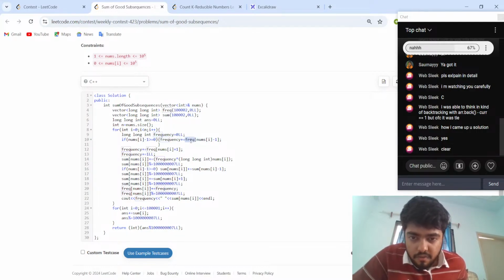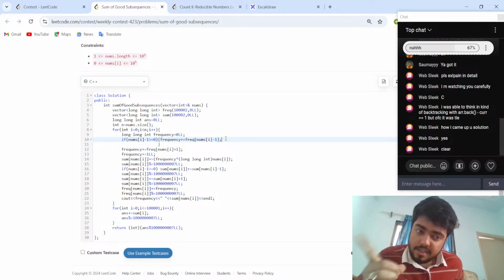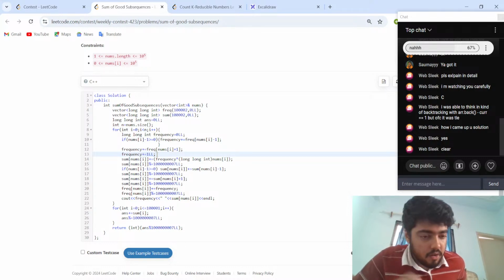That is frequency of nums of i minus 1 that I was telling you right now. We are going to consider that number minus 1 and that number plus 1. So one is nums of i minus 1 and the other one is nums of i plus 1, and one of it is going to be contributed by itself, because even if we consider just one element, it also satisfies, right?